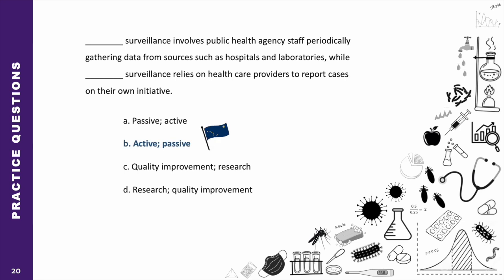In active surveillance, the public health agency initiates collection of data from labs, healthcare providers, or the public, such as by making phone calls or going to hospitals and doing chart reviews. While in passive surveillance, data is generated without solicitation by a public health agency, such as continuous reporting of certain notifiable infectious diseases to health departments at the time of diagnosis by clinicians.